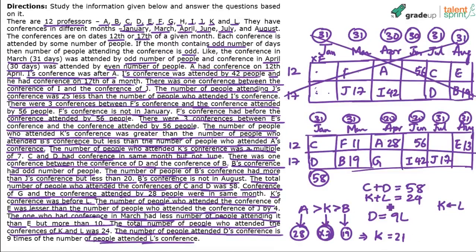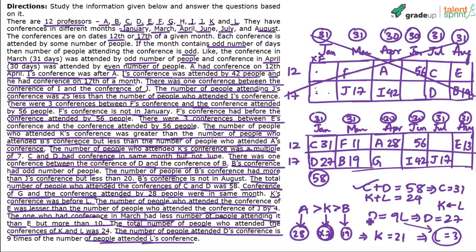If K is 21, L should be 3, because K plus L is 24. So K is 21 implies L is equal to 3. If L is equal to 3, D will be equal to 27, because D is equal to 9 times L. 9 into 3, 27. So D is 27. If D is 27, C should be 31 because C plus D is 58. See, D is 27, substitute 27. So 58 minus 27 is 31. So C is 31.